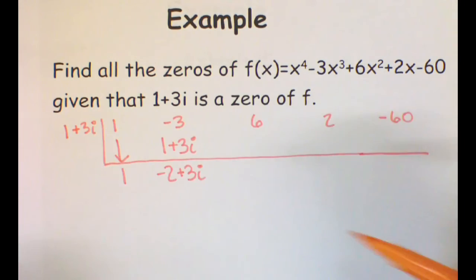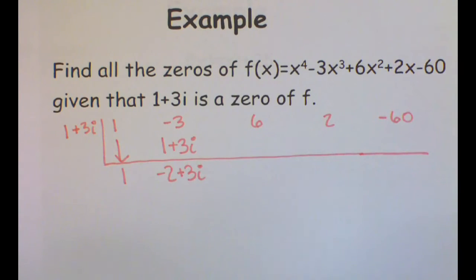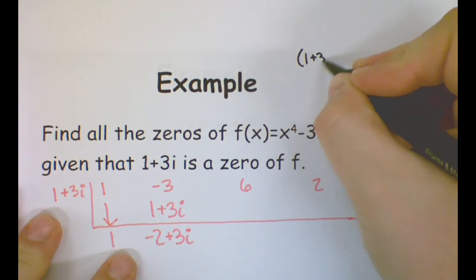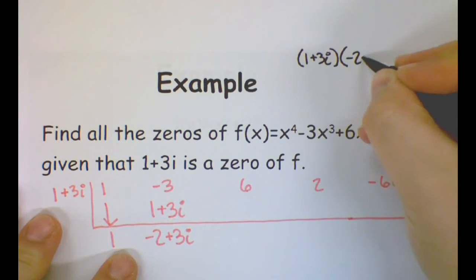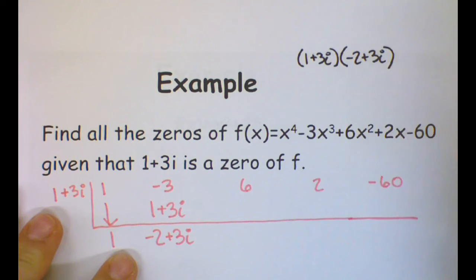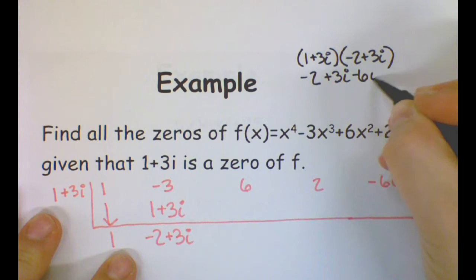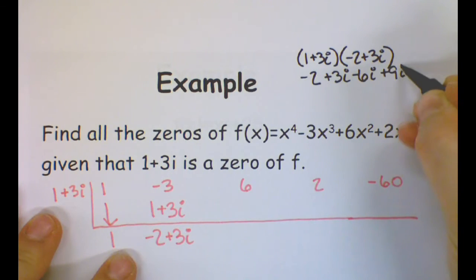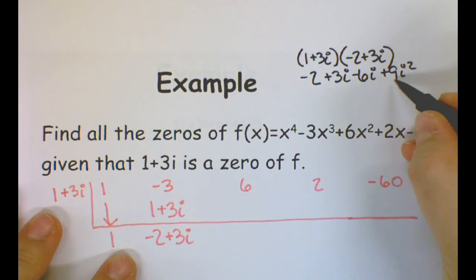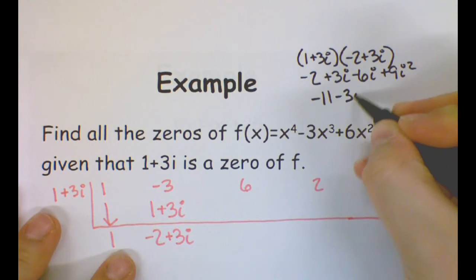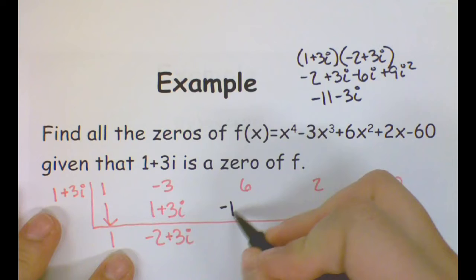Now we multiply 1 plus 3i times negative 2 plus 3i. This is where I want a little scratch work. So I'll do that right up here. 1 plus 3i times negative 2 plus 3i. I get negative 2 plus 3i minus 6i plus 9i squared. 9i squared is really negative 9, so I have negative 11 minus 3i, and that's going to go right here.